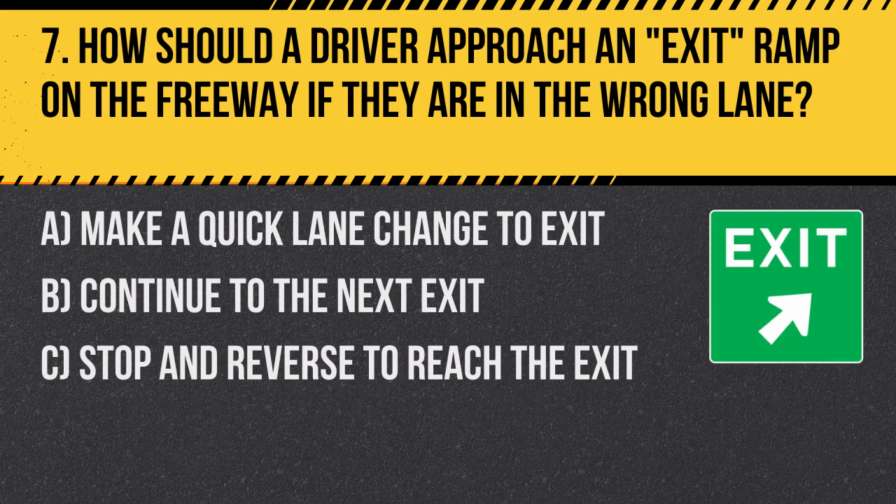Question 7. How should a driver approach an exit ramp on the freeway if they are in the wrong lane? A. Make a quick lane change to exit. B. Continue to the next exit. C. Stop and reverse to reach the exit.